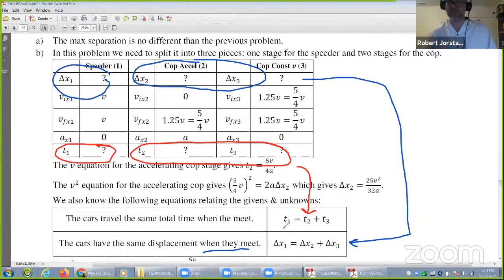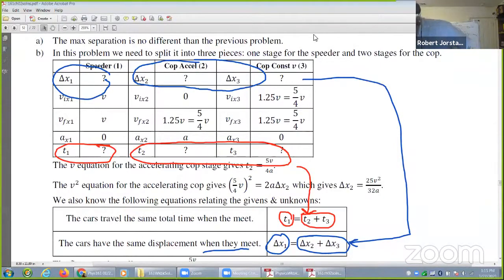When they meet means they have to have the same delta x. And this one is supposed to be, I guess, just an assumption you make. They're traveling for the same amount of time. If they're traveling for the same amount of time, we know the two stages for the cop. I'm going to pause. Any questions on that aspect?